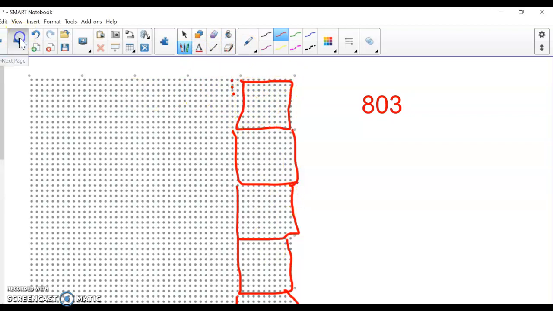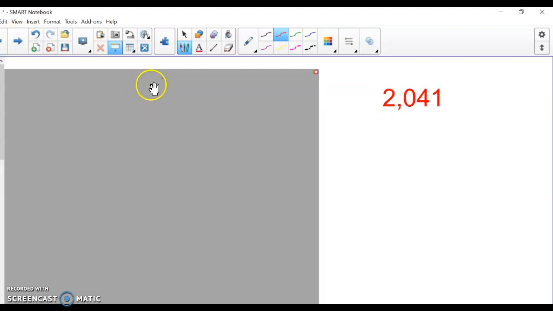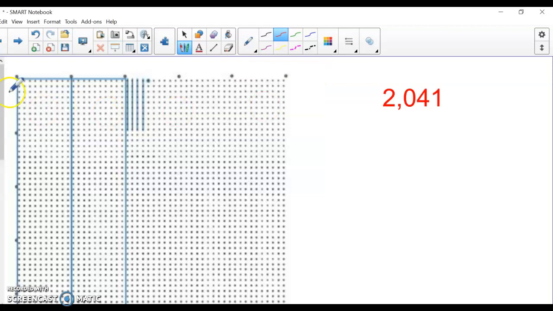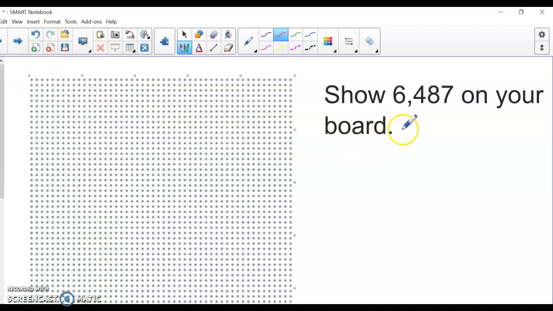Okay, so now if I wanted to show 2,041, we know I'd need 2,000 rods, oops, and then, oh look, 0 hundreds. So I wanted to show you a couple examples with zeros in the place value. So that just means we don't draw them, okay? 4 quick tens, and then 1 represents 2,041.